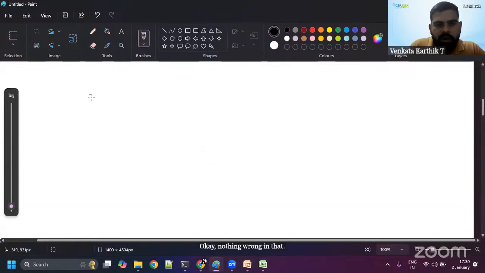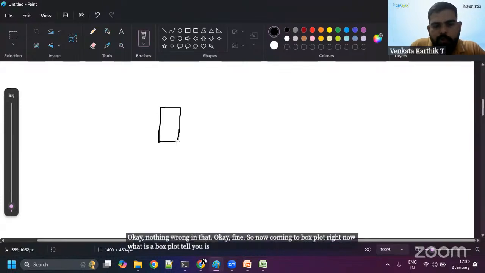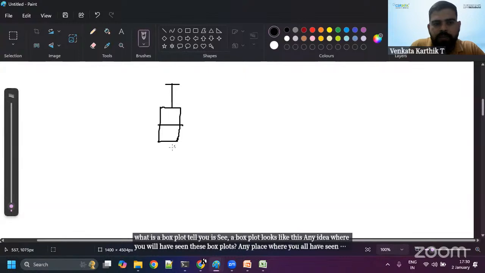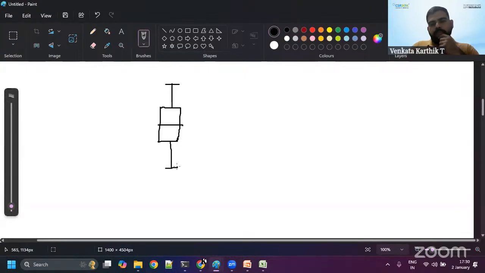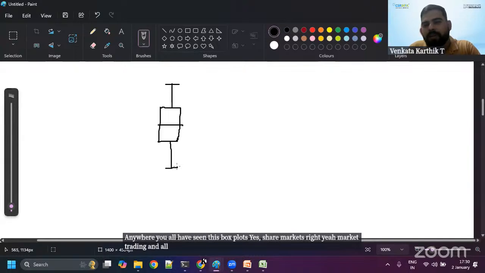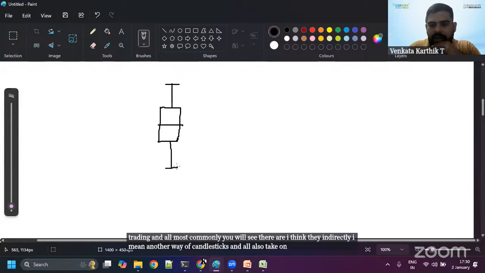Now coming to box plot. A box plot looks like this. Any idea where you all have seen these box plots? Yes, share markets, right? Market trading and all. Most commonly you will see them, I think, another way of candlesticks also they call. Correct.